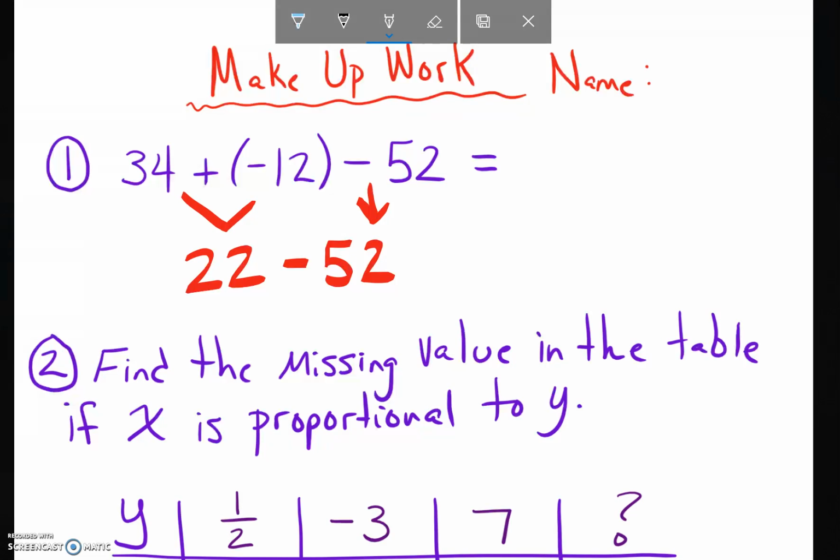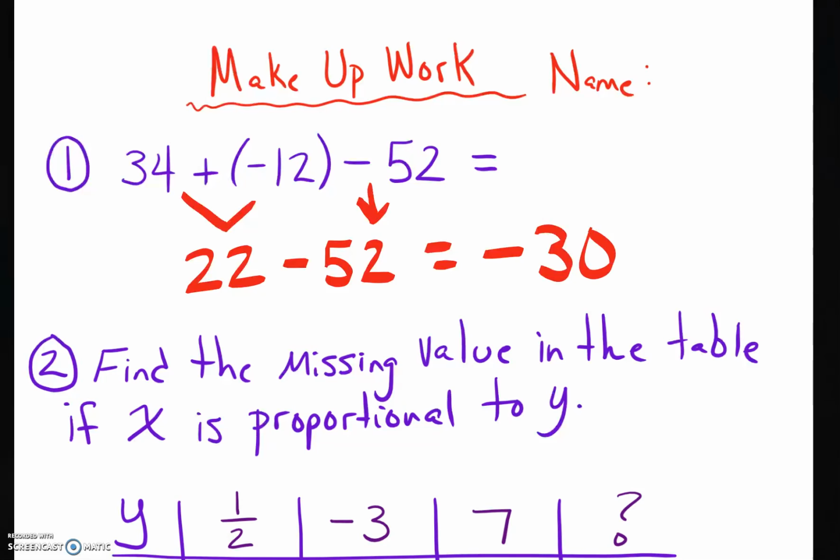22 is positive. You're taking away positive 52. You're taking away more than you have. And your answer will end up being negative 30. So be sure to practice those integer operations if that one was a challenge for you.